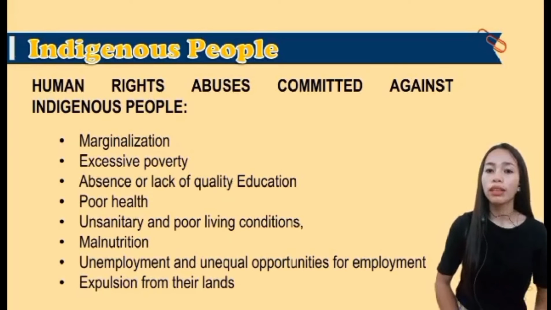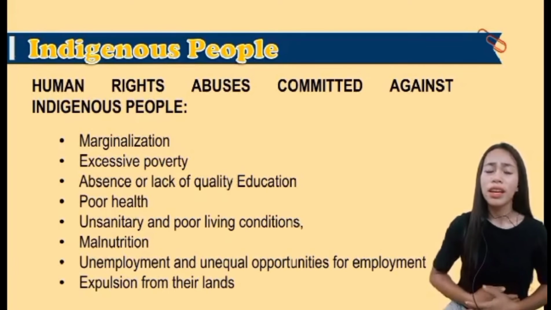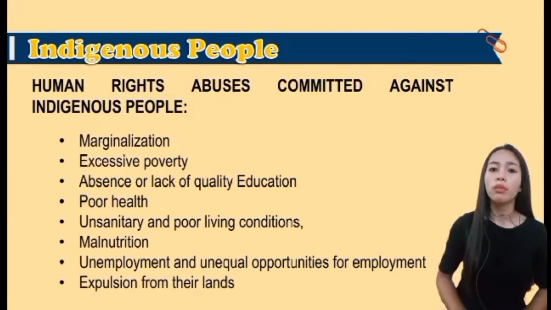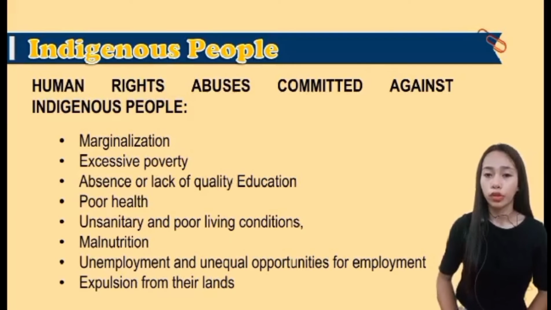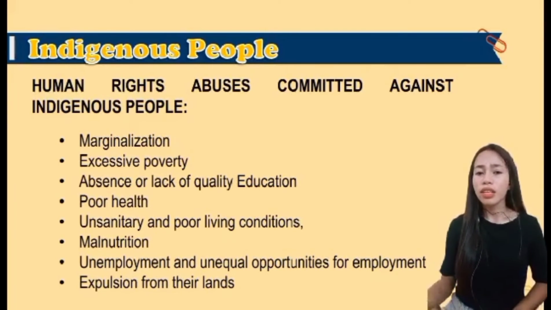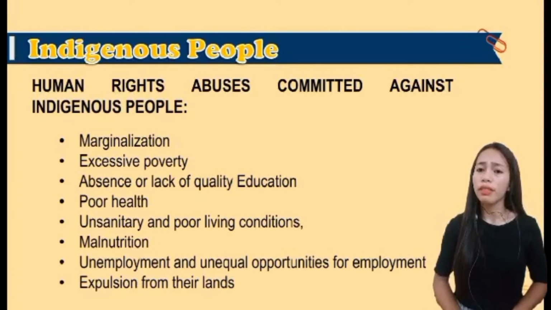Indigenous children are more likely to arrive at school hungry, ill, and tired. They are often bullied, and the use of corporal punishment is still widespread. Ethnic and cultural discrimination at schools are major obstacles to equal access to education. They also suffer poor health, unsanitary and poor living conditions, and that's why they usually hide in the far-flung areas. Malnutrition, unemployment, and unequal opportunities for employment.